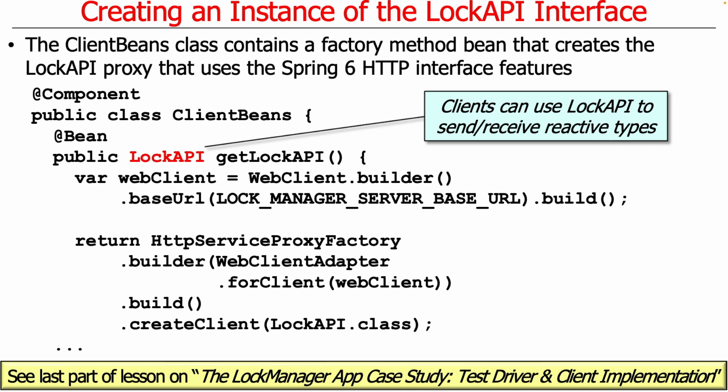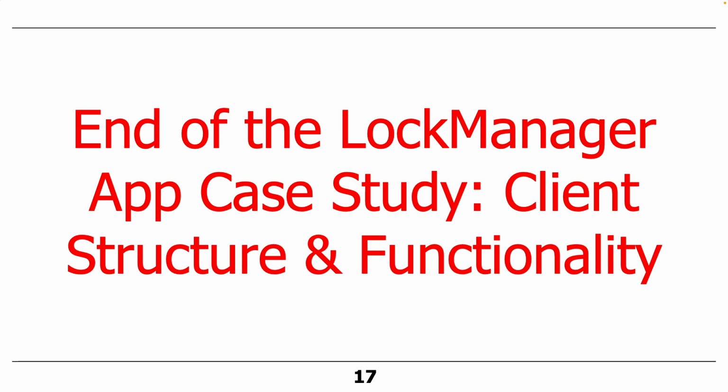In this case, it's just other parts of the code on the client side that need to be able to talk to the LockManager service, microservice, that's running somewhere else on another machine, in another process, and so on and so forth. And we'll take a quick look in just a moment at where that actually is used in the last part of the lesson we're going to look at. So once again, this is a very canonicalized way of creating an instance of a LockAPI and adapting it to work with web client so it can support the so-called reactive types. So that's the end of the walkthrough of the client structure and functionality. Next, we'll take a look at the test driver that puts all the pieces together.